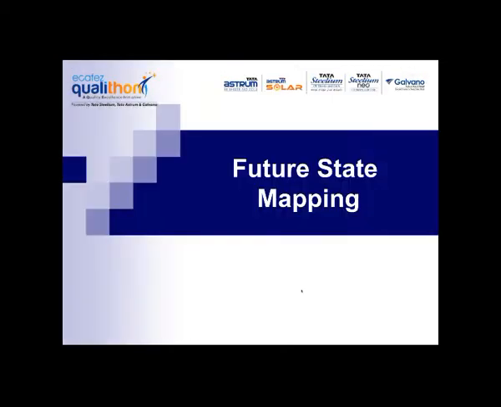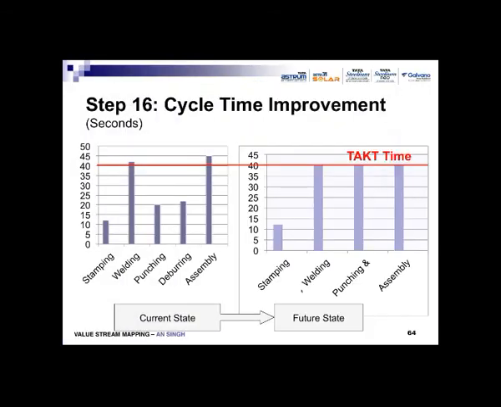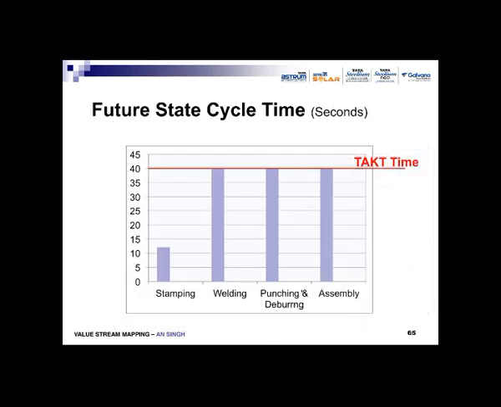Now let's see how a future state map can be done. If you see, the current state map is like this one. The stamping, welding, punching, deburring, assembly, these are the cycle times. Here the stamping, welding, punching, assembly, all cycle times have to be brought down, and by clubbing 2 operations, it means instead of 5 operators used, now you can use 4 operators and combine the operations so that everything comes under the takt time limit.